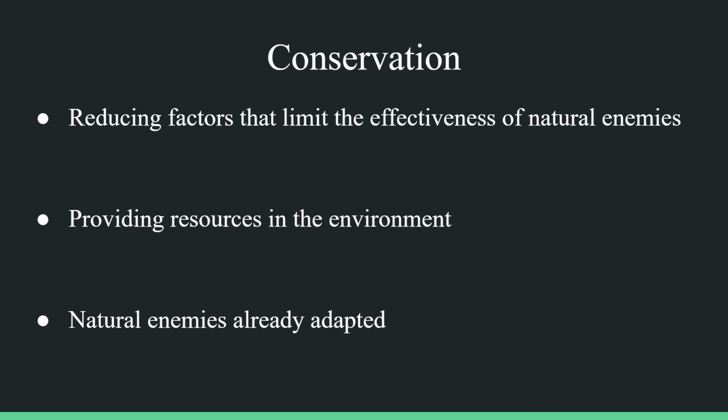The last type of biological control is conservation. Conservation is used to reduce factors that may be limiting the population and effectiveness of natural enemies. It also provides resources to create a suitable habitat and increase the number of natural enemies. Conservation is used when there is already a natural enemy that is adapted to the area.